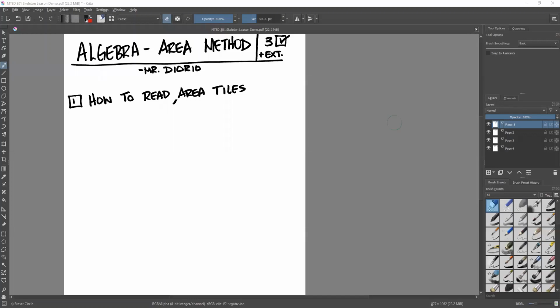Today we're going to learn how to read area tiles. Another way to call area tiles is algebra tiles. So there are three different types we're going to be looking at.